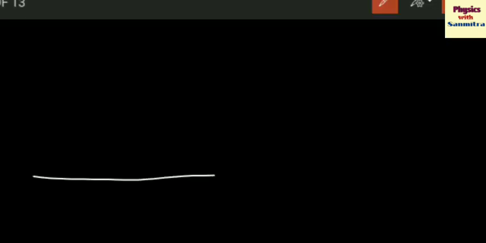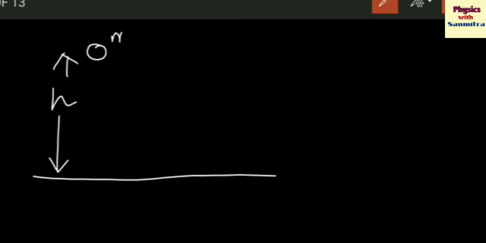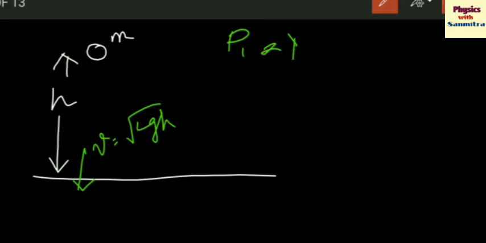First of all, this is the ground, and I am taking a stone and I am dropping it from a height h. The mass is m. So what will be the velocity of the stone at the bottom? That will be v is equal to root over 2gh, by simple kinematic equations we can find. So what is the momentum? Let's say p1, that is equal to p also. Momentum p1 will be equal to p, that is mass into velocity. Velocity is root 2gh.